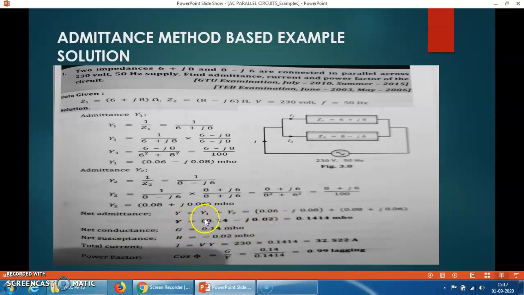Now Y is equal to what? In rectangular form, you will get the root of 0.14 square plus 0.02 square, you will get 0.1414 mho, that is the magnitude of the net admittance. Now what is the current? Current I is equal to V by Z, but 1/Z is equal to Y. So voltage into admittance. Here the voltage is given as 230 volts into Y, the admittance. Admittance is equal to 0.1414. So you will get 32.522 as the total current.